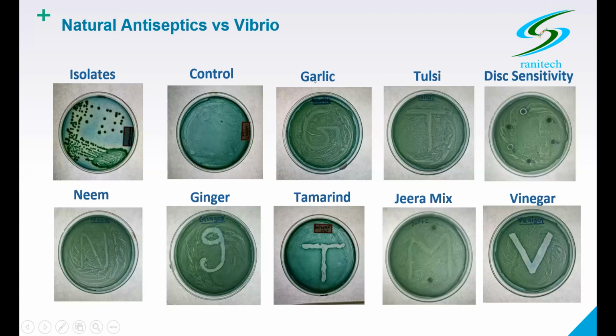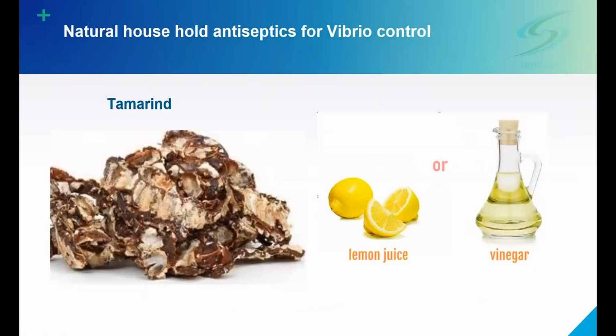For the others, garlic. So we just put G. This is a garlic challenge. Then tulsi. This is a sensitivity plate. And neem, ginger, tamarind, zira mix, and vinegar. So we tested multiple plates, and we found, personally in our lab, that the most effective ones are tamarind and vinegar. You see, wherever we applied tamarind and vinegar, the bacteria didn't grow there. The rest of the plate is occupied by bacteria, but at these 2 places, the bacteria didn't grow at all. So tamarind and vinegar are looking better and effective against Vibrio.